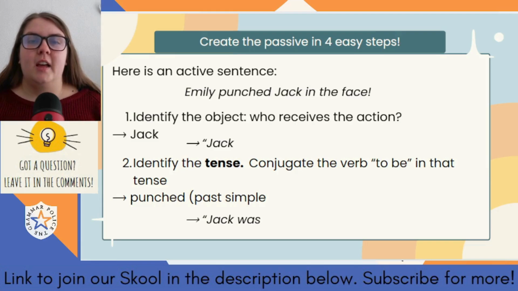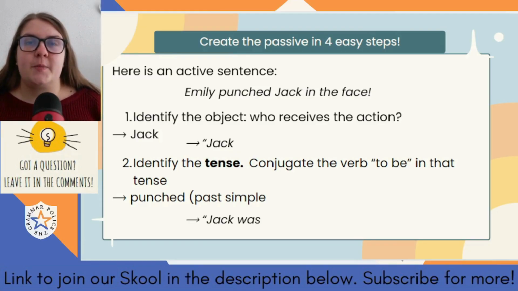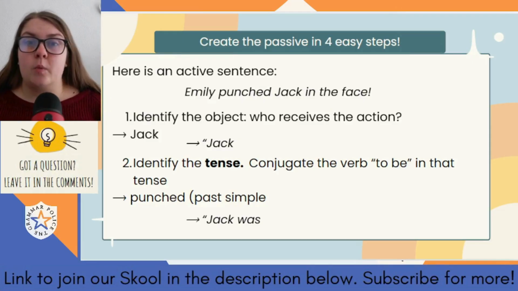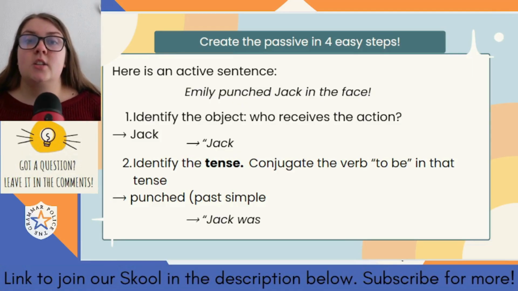Okay, here is an active sentence. Emily punched Jack in the face. We're going to start going through the 4 steps to discover how to make the passive voice. Step 1, we have to identify the object. Who receives the punch? In this case, Jack receives the punch, so Jack will be starting the sentence.